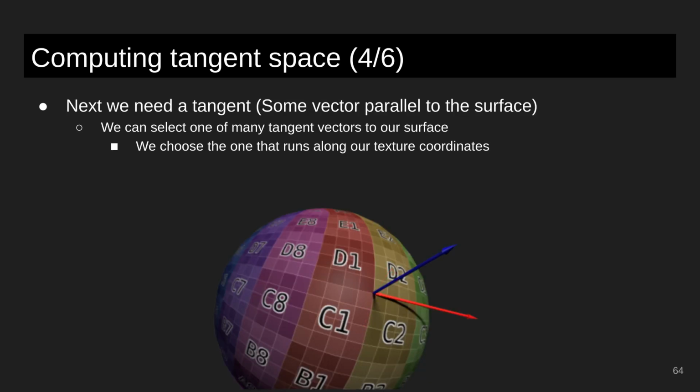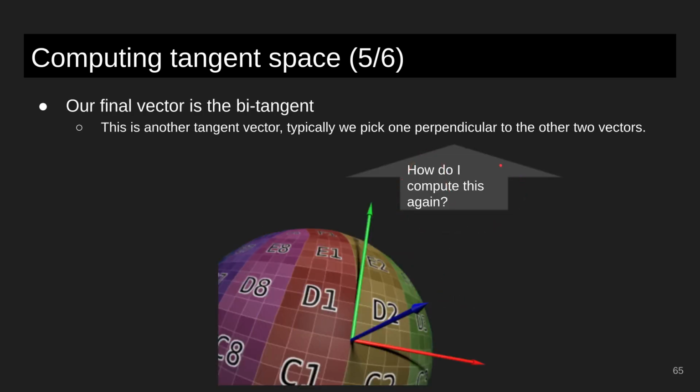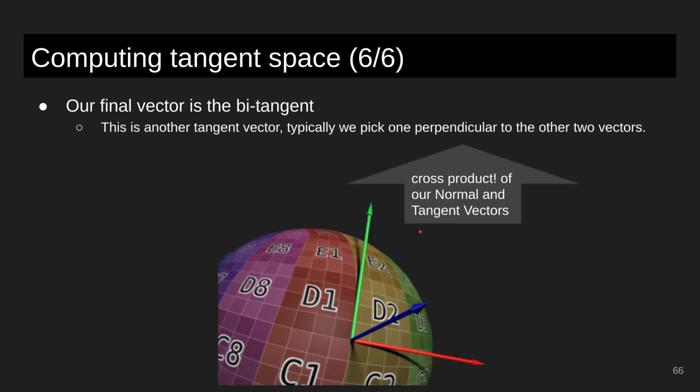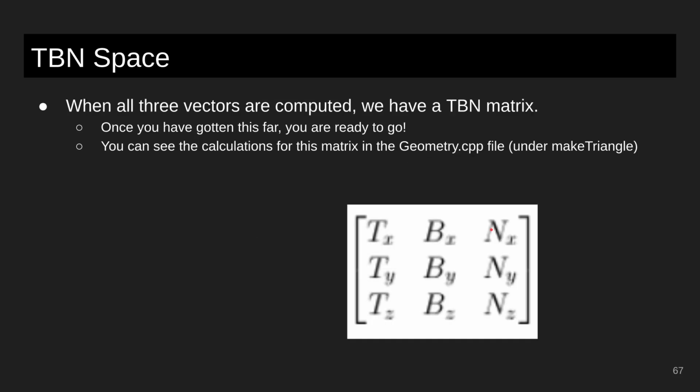Now if I've got 2 vectors here that I've picked, so one is just our surface normal and then one that runs alongside the texture coordinates, I can always compute a 3rd vector by, pause and think about what the mathematical tool is for that. And if you've had some time to think about it and think back on the math lectures, we can get a vector that's perpendicular to two others by taking the cross product. Okay, so the cross product of our normal and our tangent vectors. Okay, so when we have all three of the vectors computed, we have a tangent-bitangent-normal matrix. Okay, and once you have this, you're ready to go.